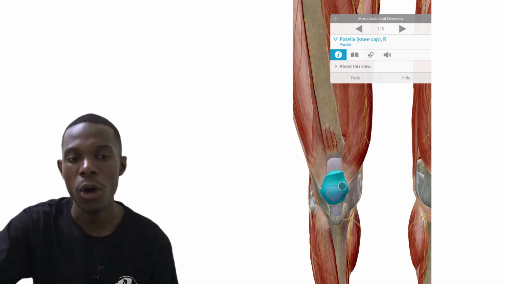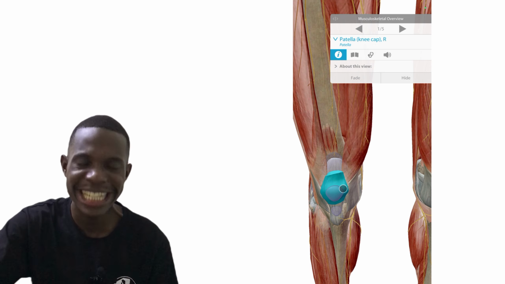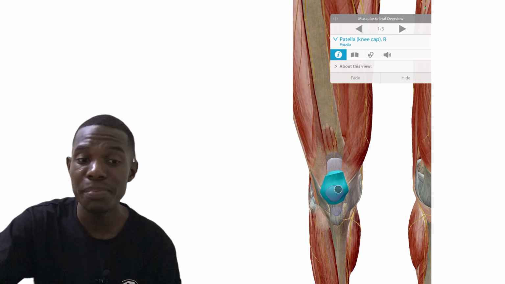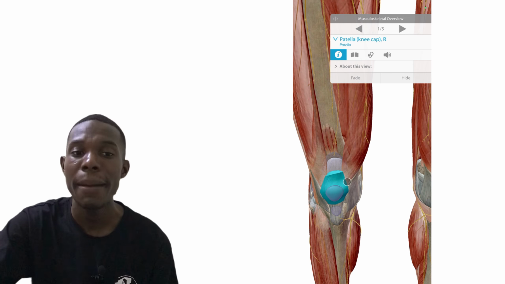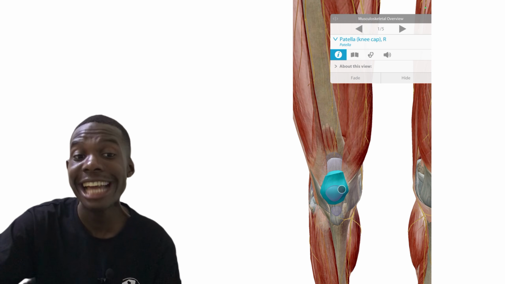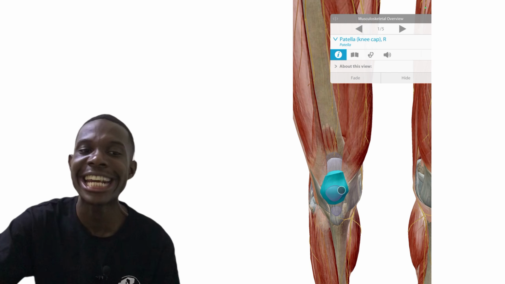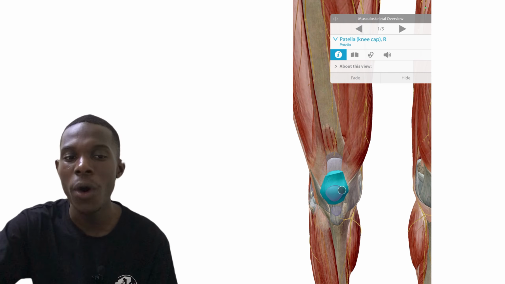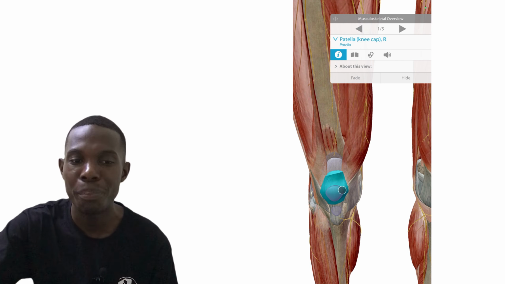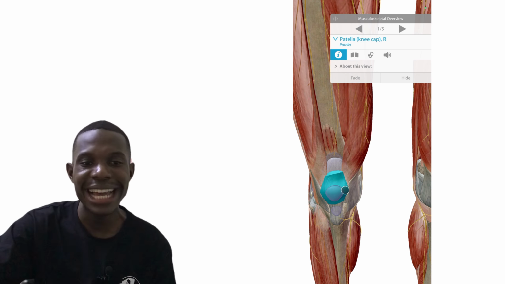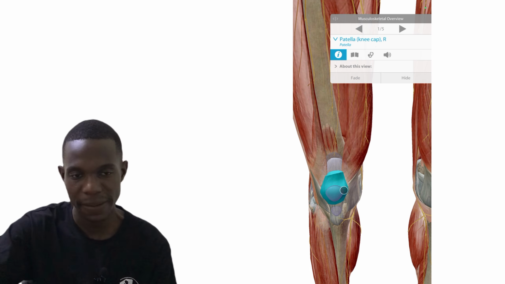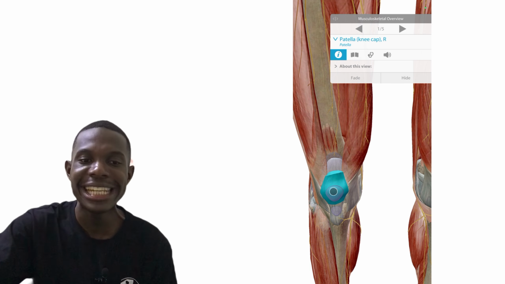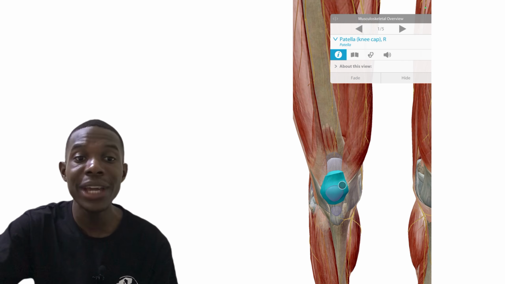The fibers of the vastus medialis are lower than the fibers of the lateralis. This is because the fibers of the vastus medialis will not attach via a tendon, but they attach directly to the medial aspect of the patella, forming what we call the vastus medialis obliquus. The vastus medialis obliquus is important for keeping the patella on the patellar surface of the femur. All right.